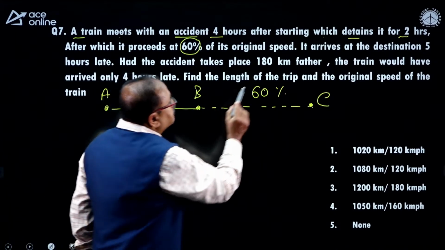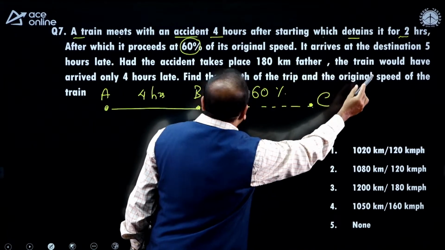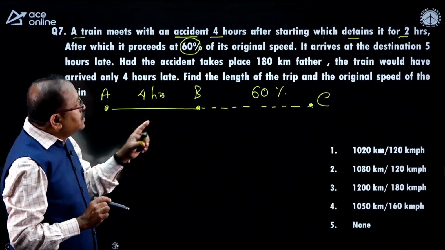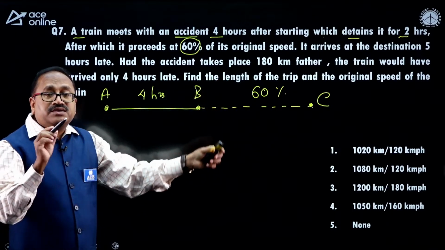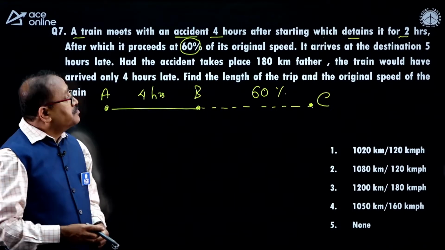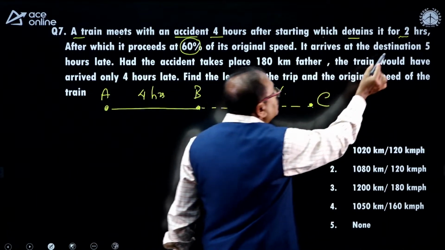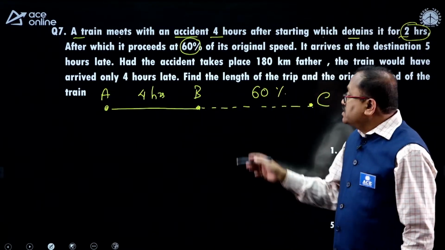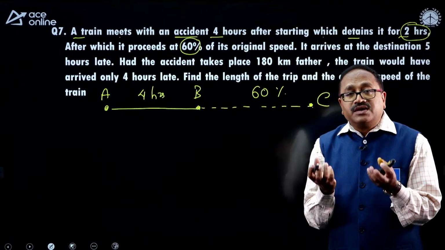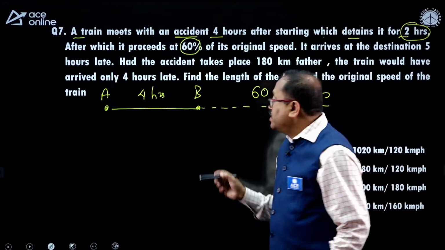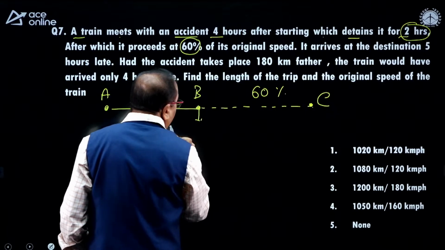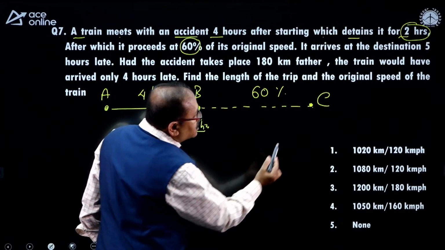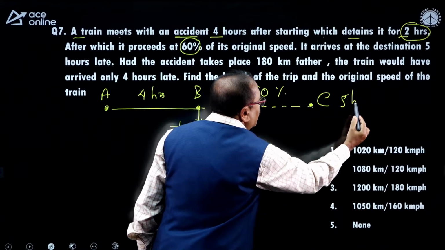Okay. So, it arrives at the destination 5 hours late, and it is said that this is 2 hours. What is this 2 hours, my dear friend? So, at the point of accident, it stayed for 2 hours. So, here the additional 2 hours got consumed. As a result, the train is 5 hours late.